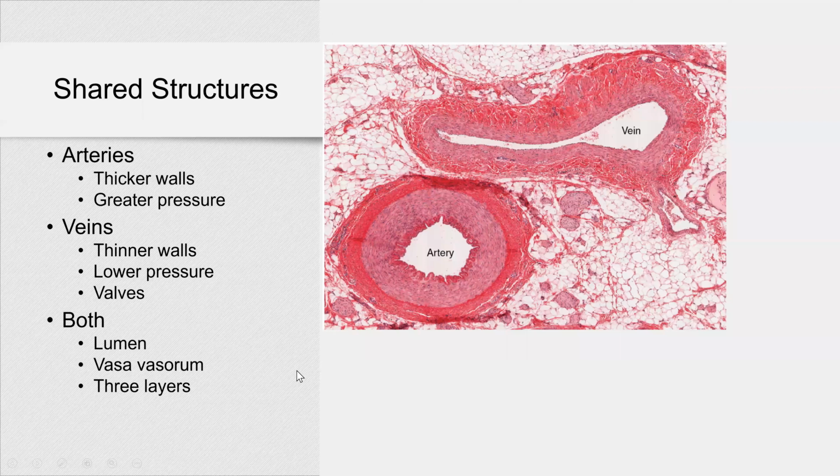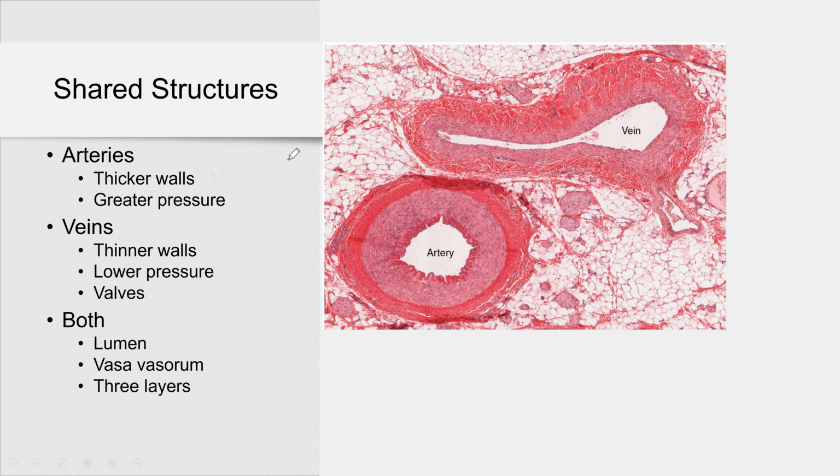So we mentioned already that we have arteries, we have veins. How are they similar and how are they different? Arteries have a thicker wall, and they carry blood with a greater pressure. So the blood pressure is high in your arteries. And because the blood pressure is high, you do need a thicker wall within arteries.